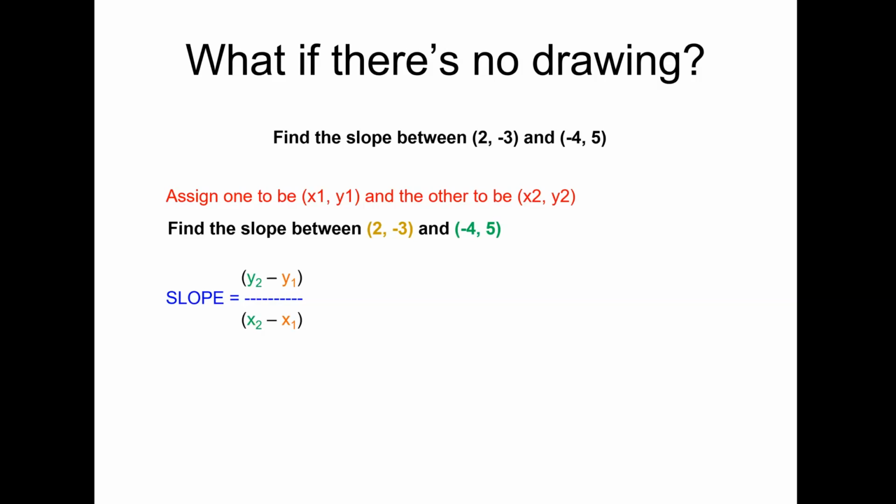y1, the orange y-coordinate, is going to be negative 3. x2 will be negative 4, and x1, the orange x-coordinate, will be positive 2. So these are our positions: 5 minus negative 3, and negative 4 minus 2. 5 minus negative 3 is the same as 5 plus 3, and negative 4 minus 2 is negative 6. So we get a ratio of 8 over negative 6. This can be simplified down to negative 4 over 3.